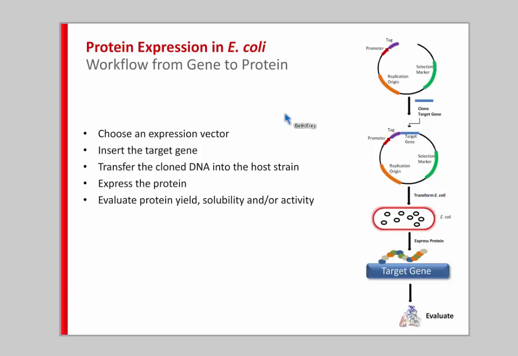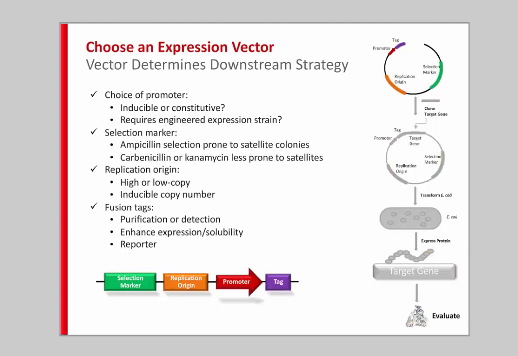A lot of factors affect this decision, as we'll see in a moment, but after the expression vector is chosen, the gene of interest is inserted, and the resulting clone is then transferred into an E. coli host strain for protein production. The protein is then expressed, and the success of these steps is then determined by evaluating protein yield and solubility and/or activity. So let's break down that first decision, which is choice of vector.